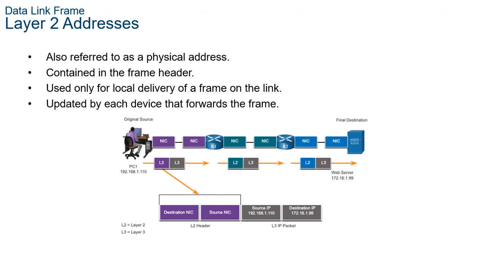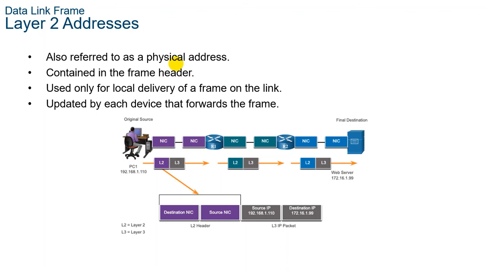Okay? So, data link layer addressing is contained within the frame header and specifies the frame destination node on the local network. It is typically at the beginning of the frame. So the NIC can actually determine if it matches its own layer 2 address before accepting the rest of the frame. The frame header may also contain the source address of the frame.